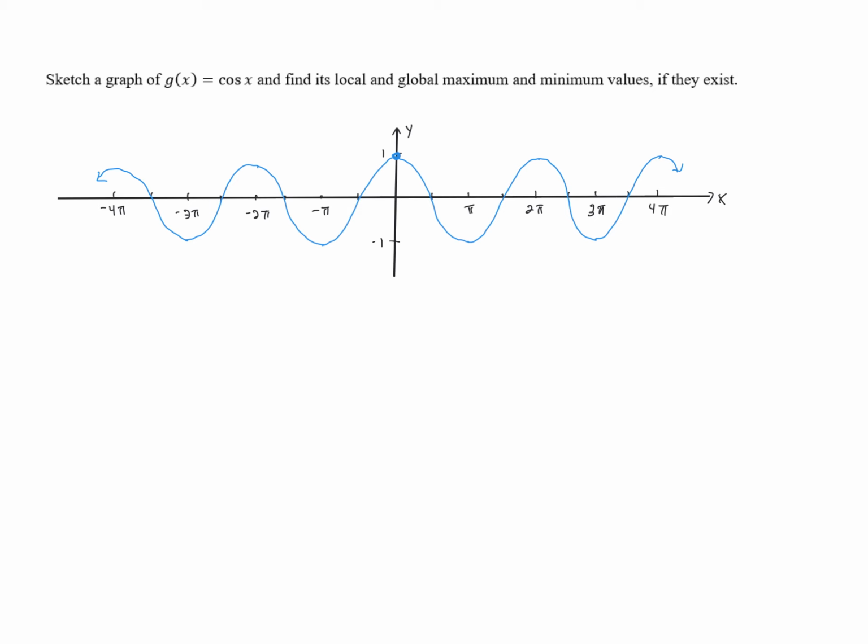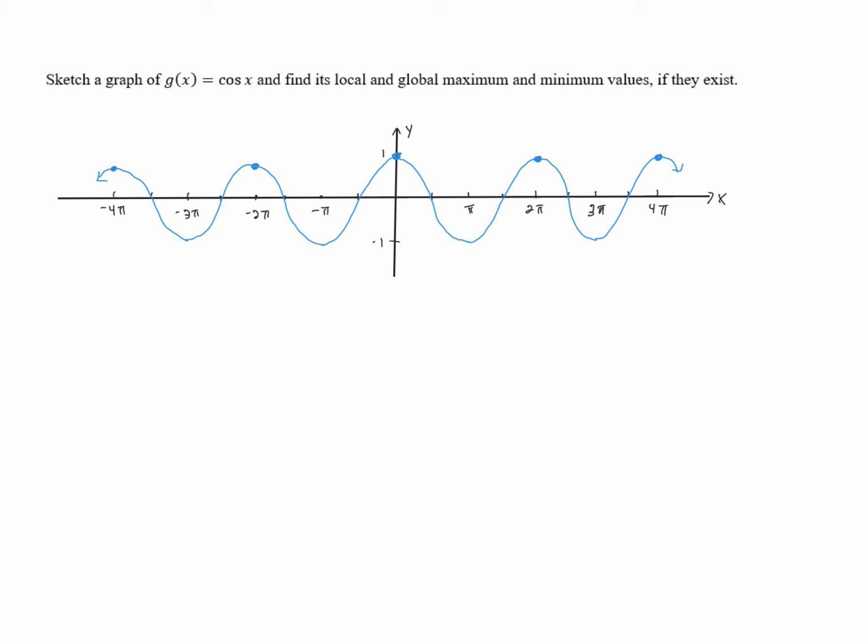We want to find the local and global maximum and minimum values. And we can see that we have a whole bunch of maximum values. And because the function is periodic, we know that they're going to be repeating. And these are both local and global maximum values. We know they're global maximum values because cosine is never greater than 1. So wherever it's equal to 1, that is the maximum value.